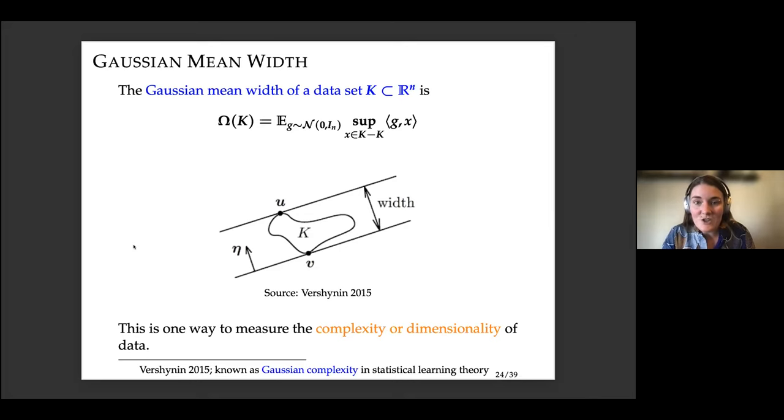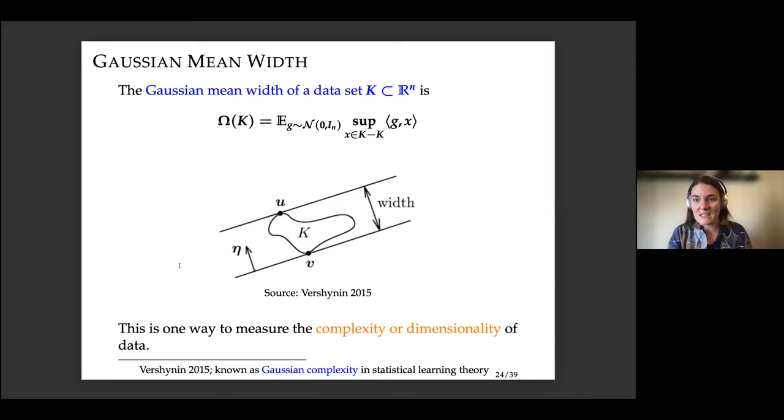And the basic idea is you have some sort of data set. You can think about it as a discrete set, but it ends up that the Gaussian mean width is going to be the same if you take the convex hull. So here in this diagram, it's drawn as a blob. And the basic idea is you spin up a vector, and once that vector is spun up, that gives you a direction. And you slide that vector around inside your data set and you say, where is the data set the widest? And you look at that width and you record it.